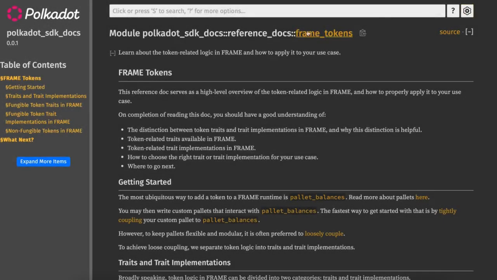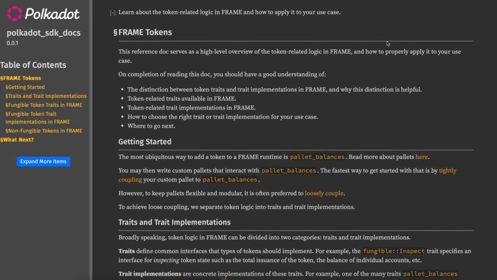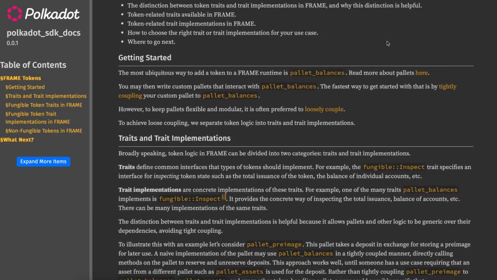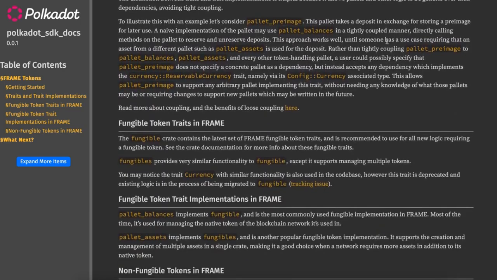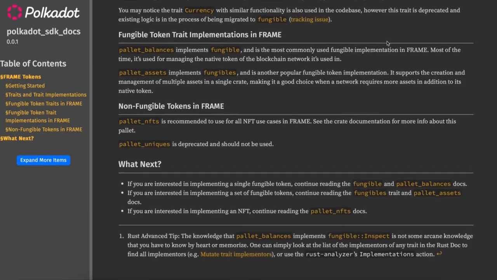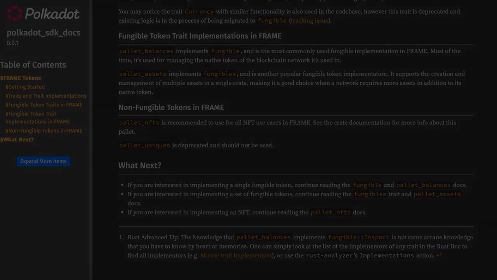Before we take a deeper look at what these pallets are actually capable of, I suggest to take the advice of the code authors and look at the following links. Here they explain how to manage and implement tokens using different approaches. They highlight the difference between traits and their implementations, which allows for more flexible and modular development of custom token logic in blockchain projects. Very useful information.